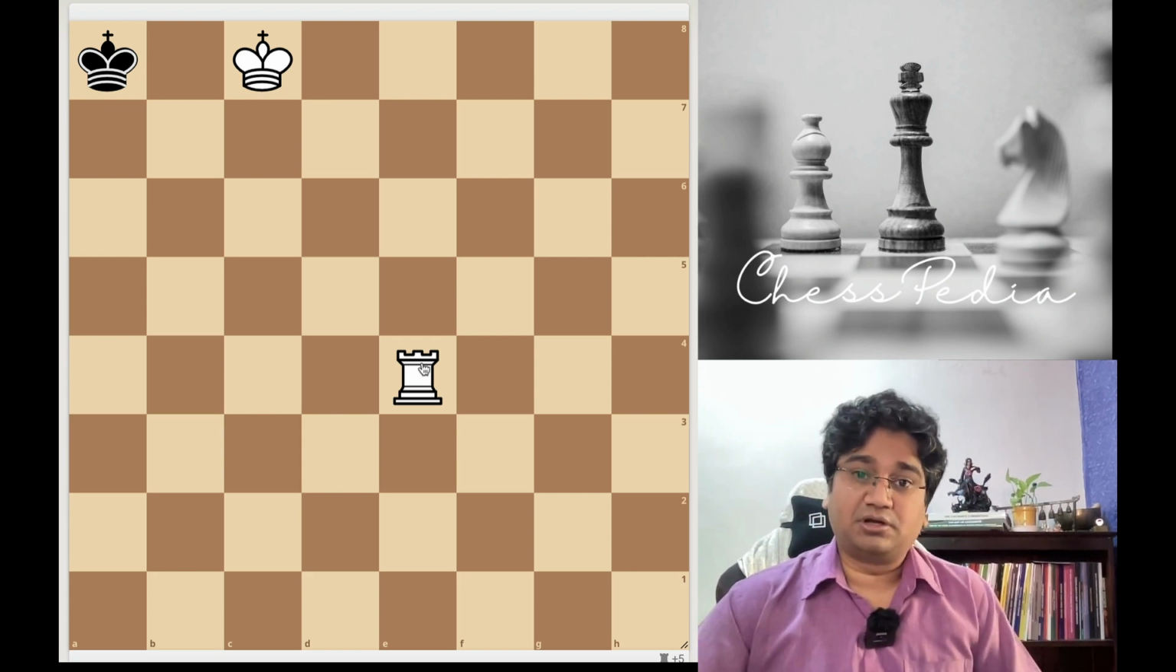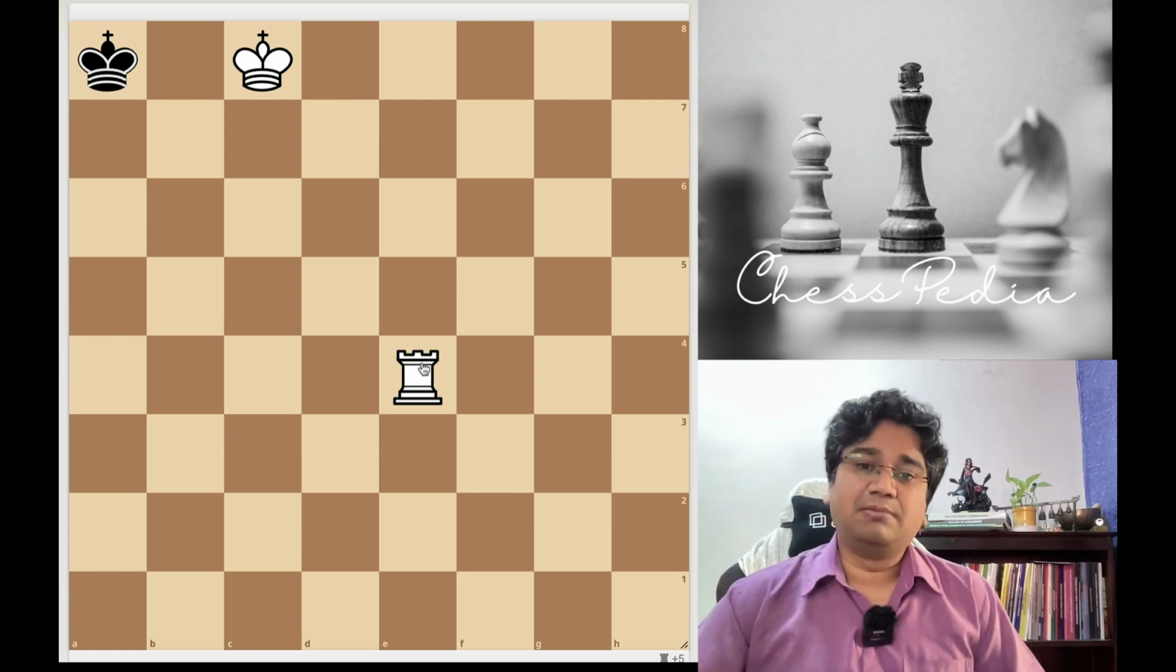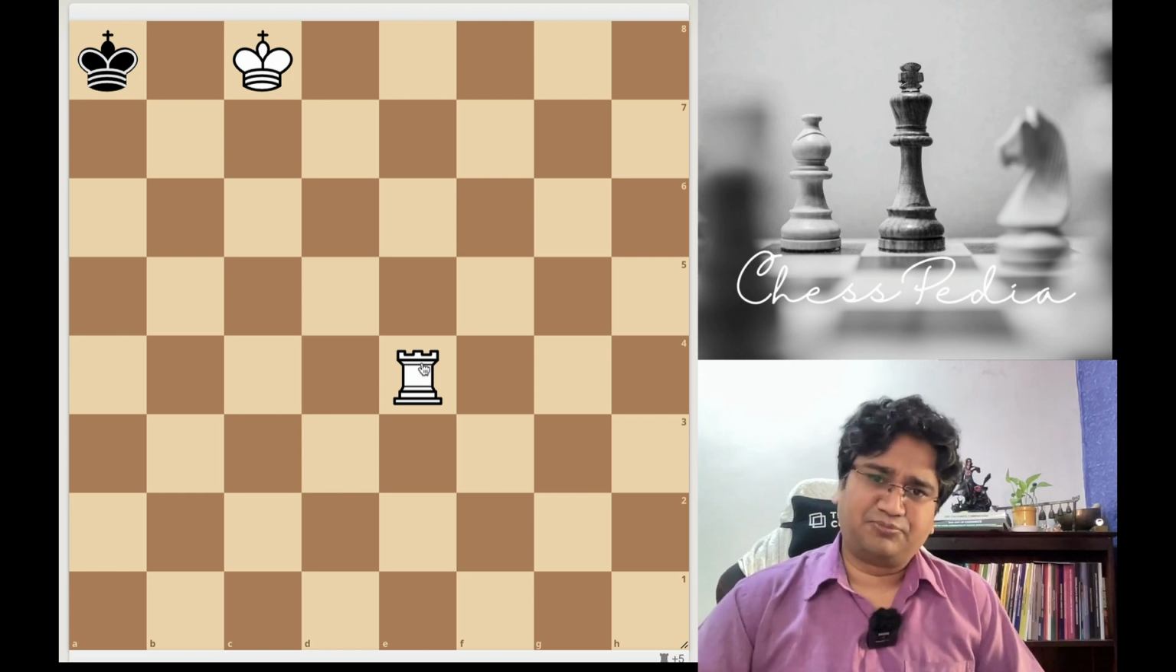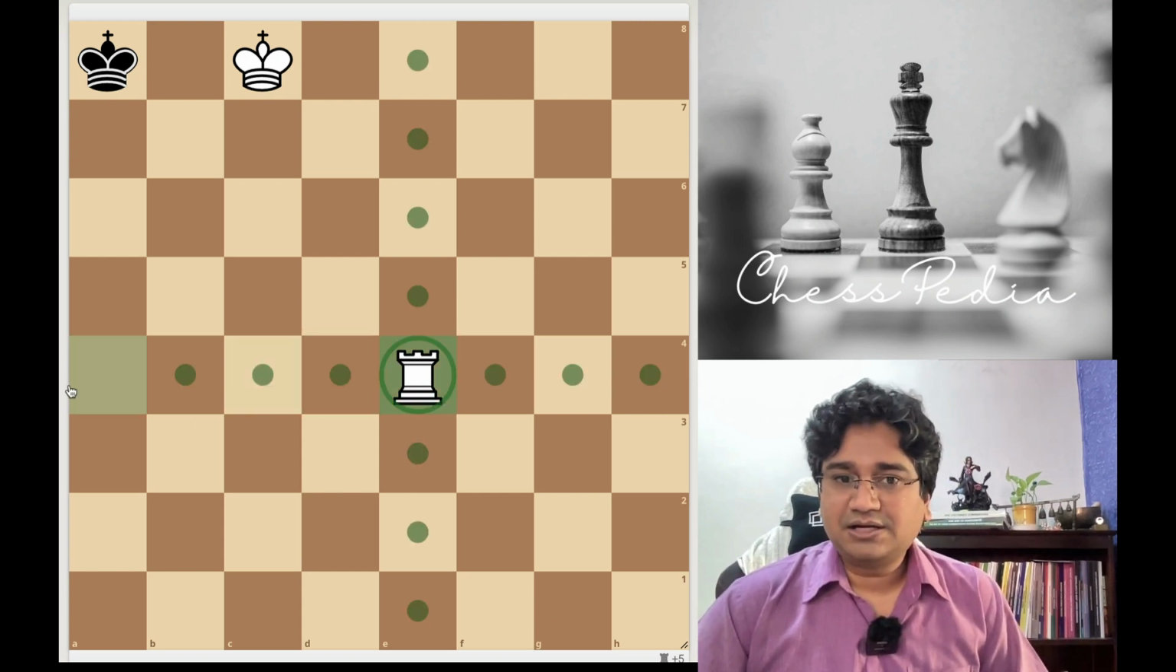It cannot capture its own color piece. Like if it's a white rook, it cannot capture a white piece, so it has to stop before that. But if it's an enemy piece, like a black piece, it can capture it. So here, where all can it move? When we click on it, these are the places it can move.